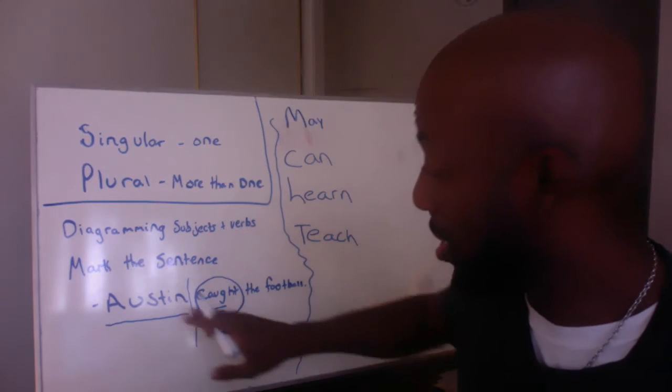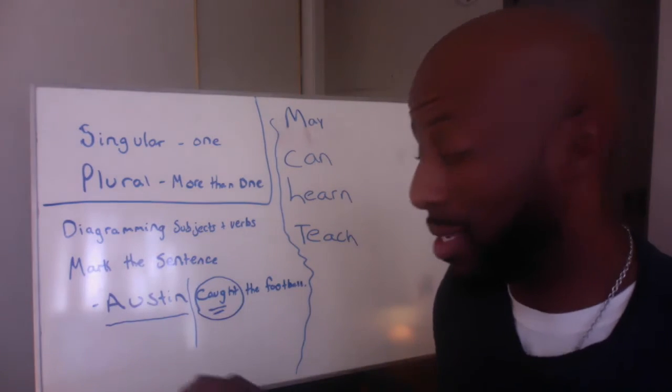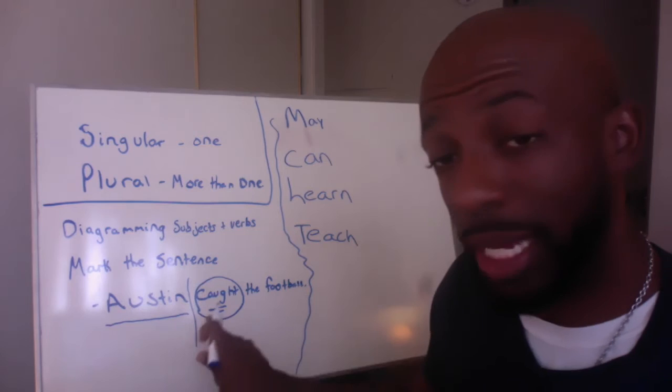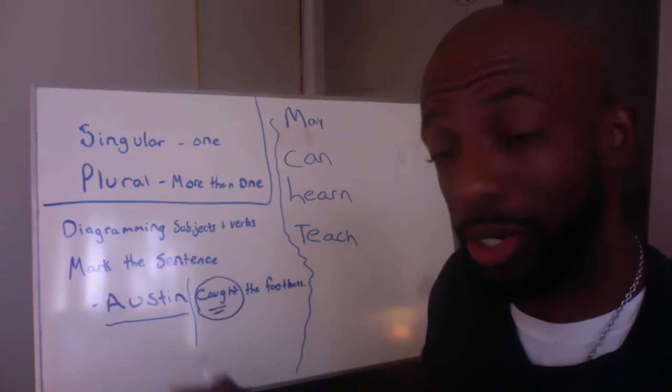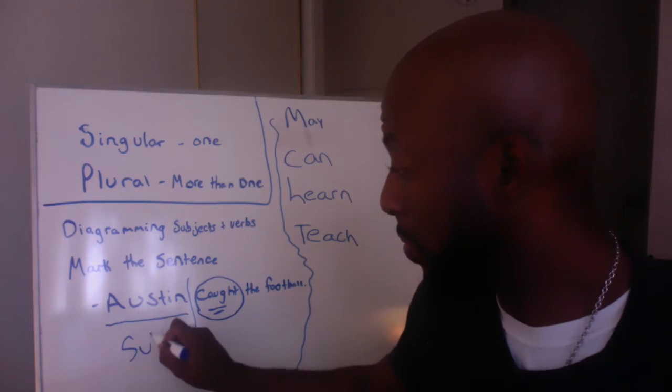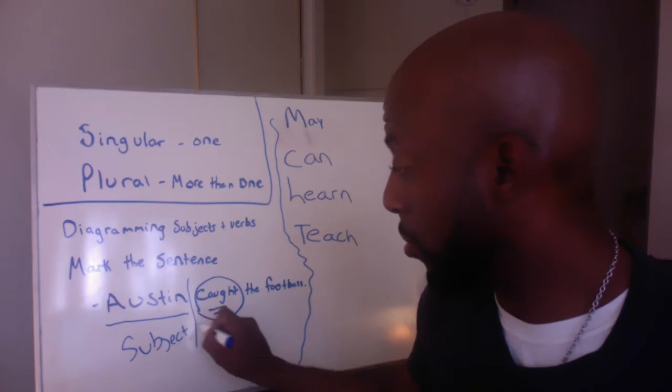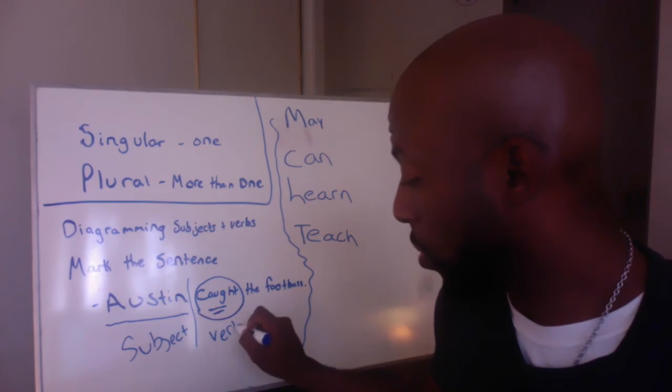All of the sentences, all of the exercises have it set up just like this. There's two blanks. There's a column and there's a line. You're going to identify the subject, all right? And then you're going to identify the verb. That's for one of your pages.